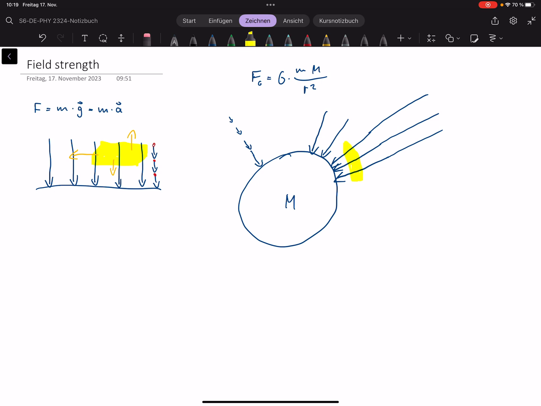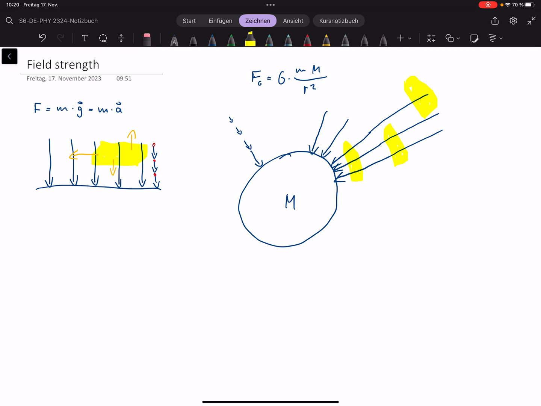But if we move that a bit away, or we increase the distance, then we see that the number of field lines becomes less. That means the density of the field lines changes with its distance from the center of mass. And this is an indicator for the fact that the force is becoming smaller when the distance increases.